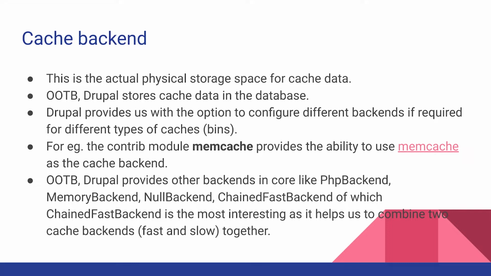And chain fast backend, this is the most important, most amazing thing, because it allows us to group together two cache backends. One cache backend might be fast, like an in-memory cache, and behind that there will be a slower backend, which might be the database cache. We can combine both these things together and form a single cache backend. That is what chained fast backend is about. So we can chain two backend systems for cache and use it in Drupal.